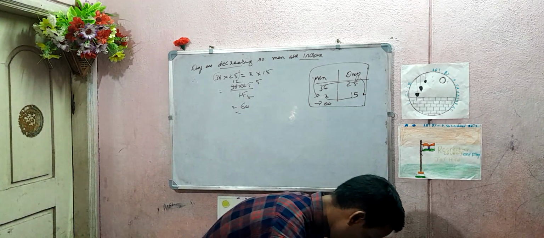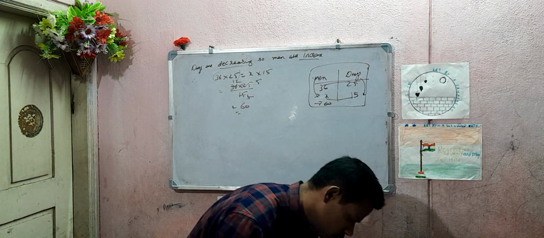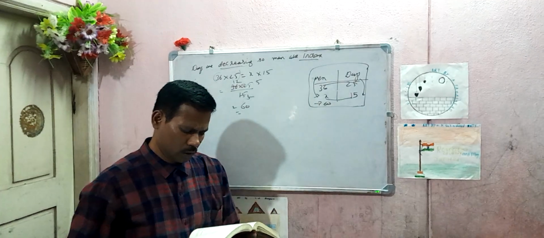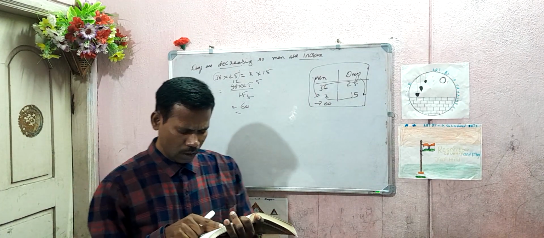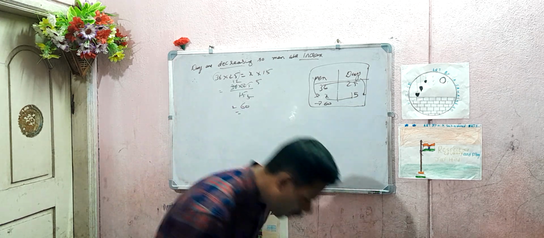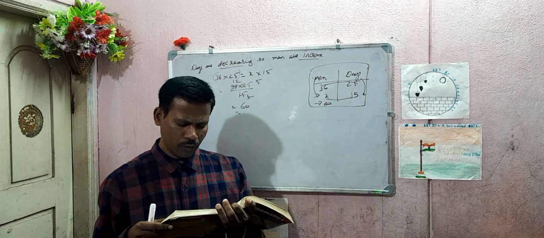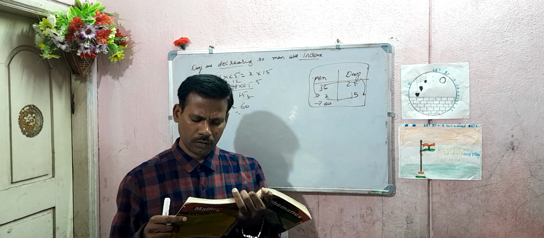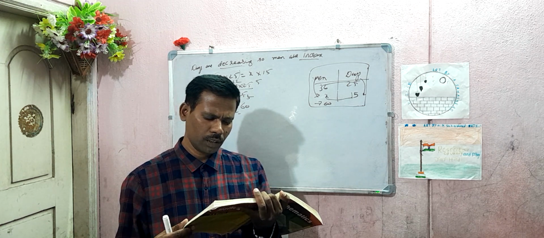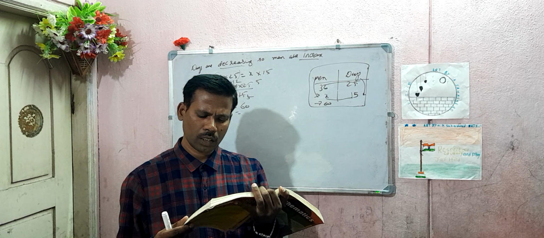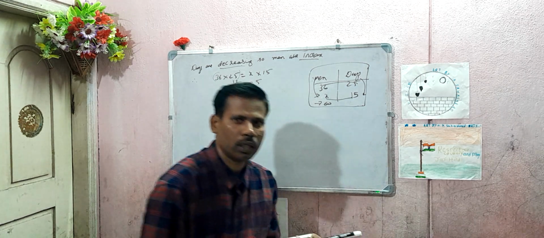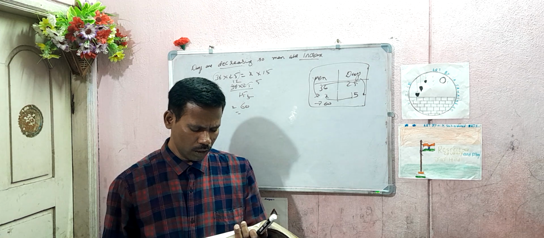Next. 61. A workforce of 50 men with a contractor can finish the work in 5 months. Same, this is also the same thing. In how many months the same work can be completed by 125 men? But just quite a slight difference is there.